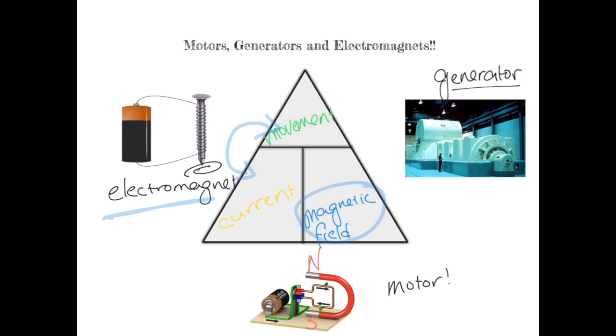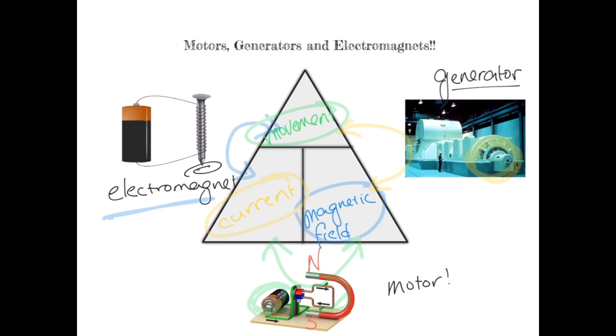The next part, if you talk about generators, then we're taking a look at movement and magnetic fields. So if you look inside the generator, there's a bunch of moving magnets near a large coil of wire. This allows us to have a current, so we're actually generating currents from this. The last one is motors. So motors is current as well as magnetic field. If you have some sort of current as well as some magnets, then you're able to create movement.